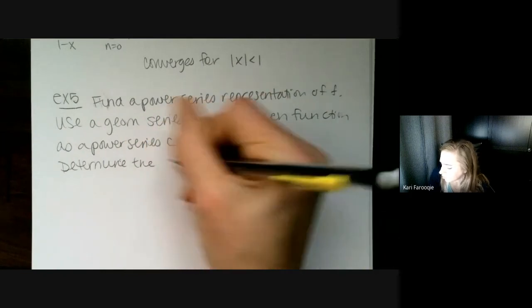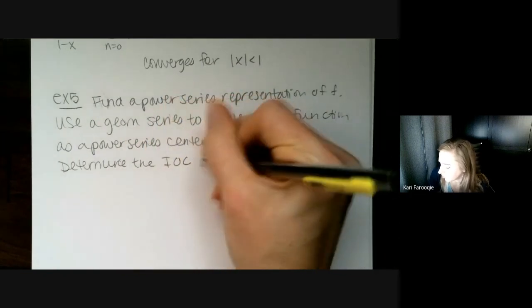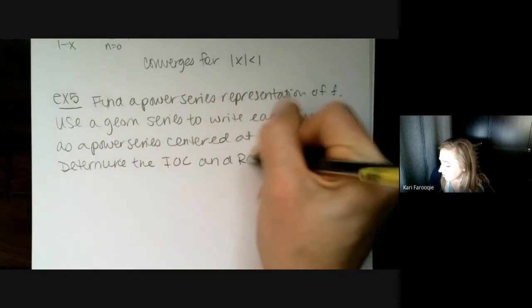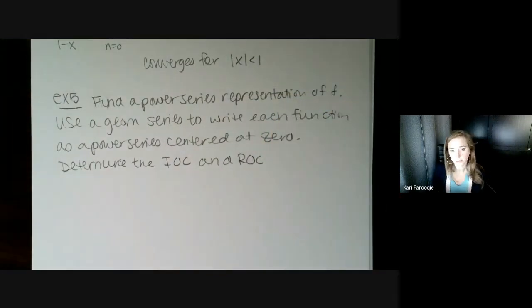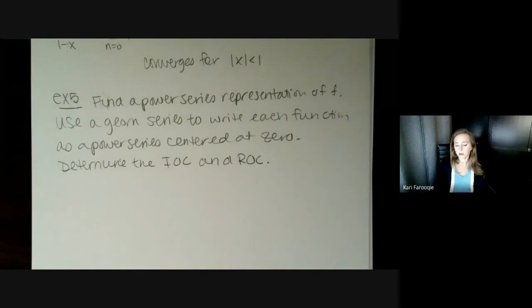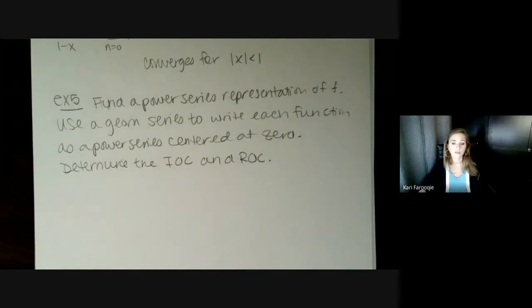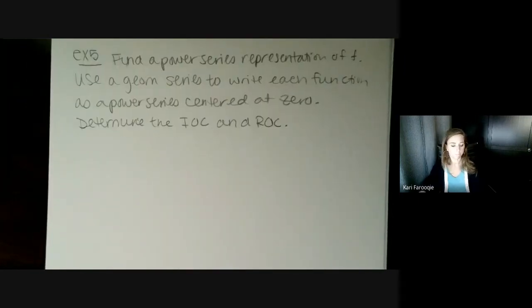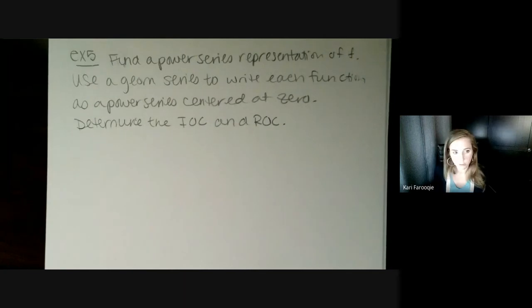A lot of times when you see interval of convergence, because it's so much to write, it's abbreviated as IOC and ROC. Hopefully we've used the terminology enough that it's not like, oh my gosh, what the heck is that? But we're talking about the interval of convergence and the radius of convergence. All right, so I'm going to show you how to do this. It's pretty straightforward. I don't think you'll have a hard time with it.